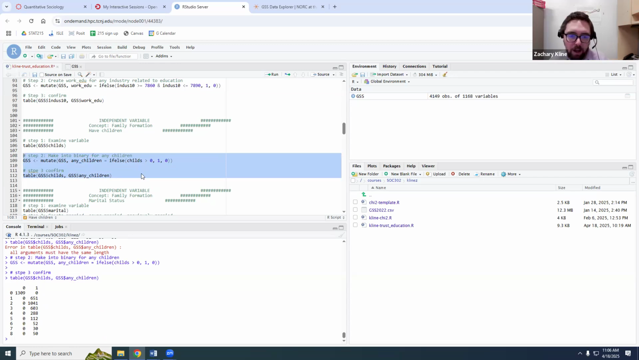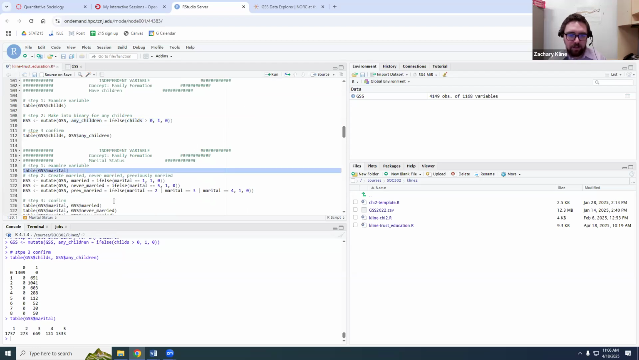Now we could have also modeled this or kept this as a quantitative variable as well, in which case we'd be predicting the effect of each additional child. The way we have it set up here by turning it into a dummy variable, we'd be predicting the effect of having any children at all on confidence in education.